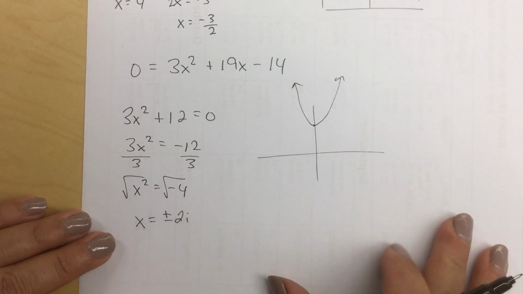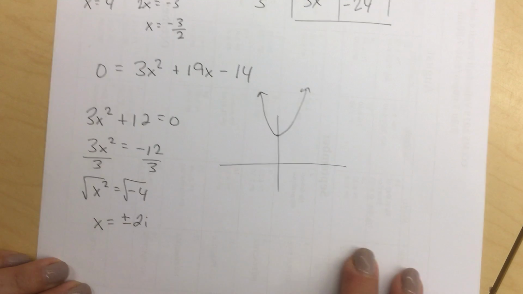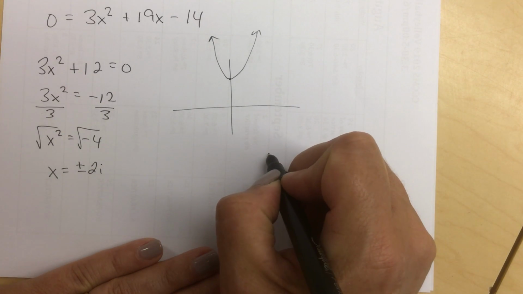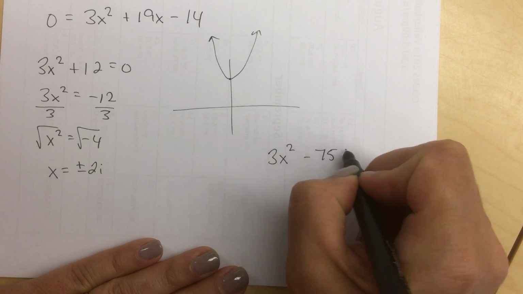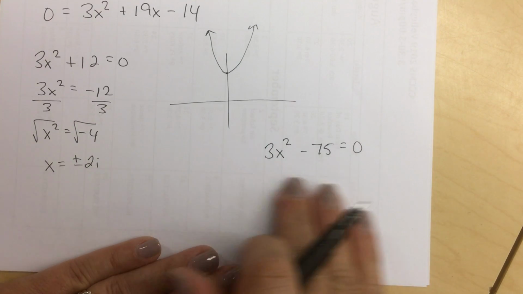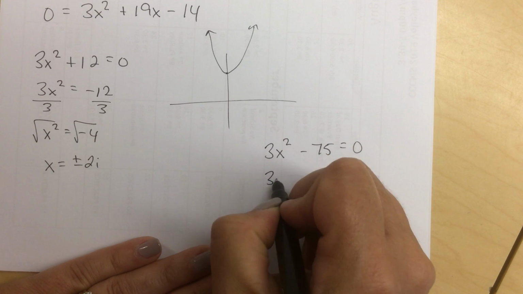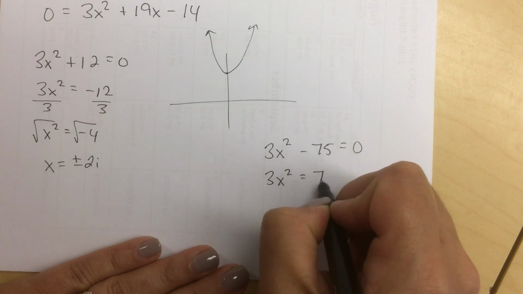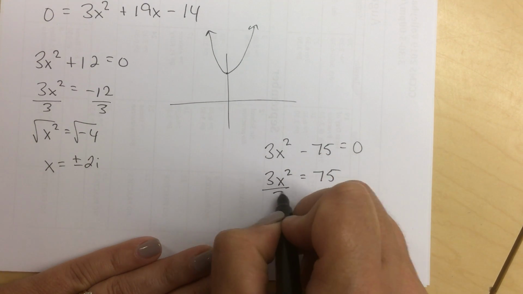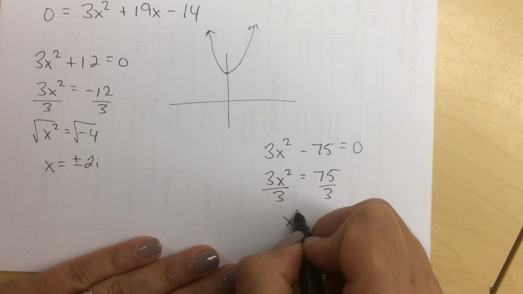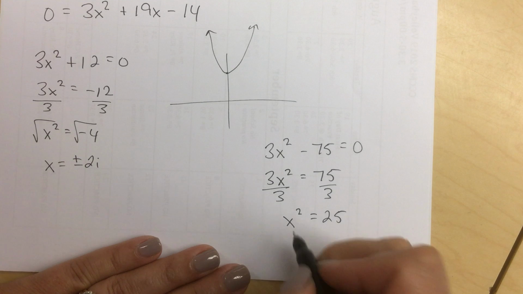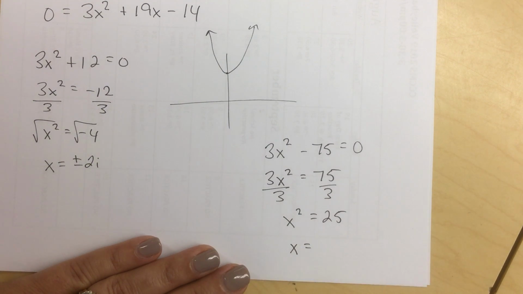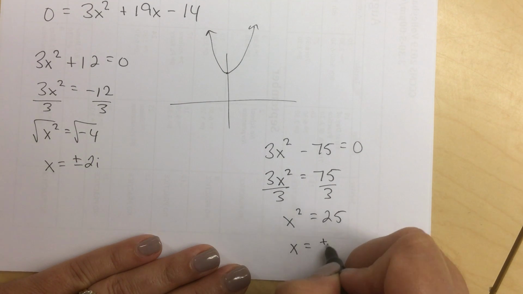Okay? So let's do one that doesn't turn out like that. Let's say we have 3x squared minus 75 equals 0. Then I would add 75 to both sides. 3x squared equals 75. Divide both sides by 3, and you get x squared equals 25. And then what is your answer to this problem? Plus or minus 5. Good job.